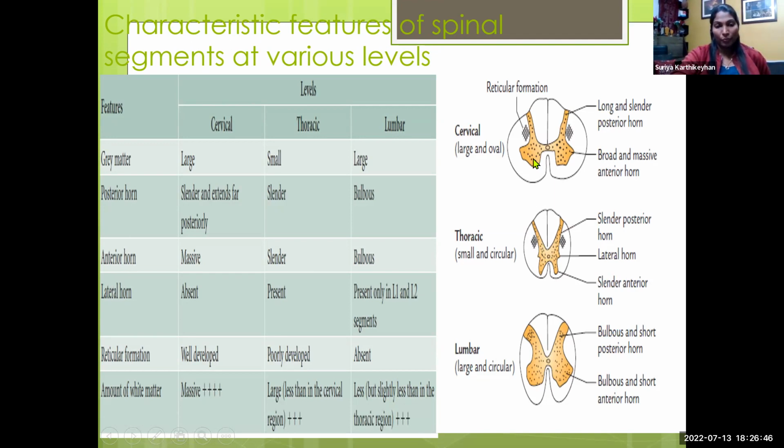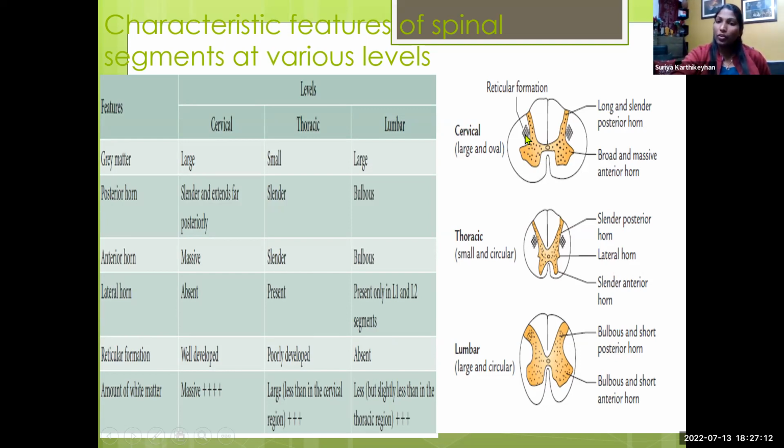And coming to the anterior horn. The anterior horn will be massive in the cervical region, whereas in the thoracic region, it is slender. And again, in the lumbar region, it will be bulbous in nature. And coming to the lateral horn, it is seen only at the thoracic spinal segments. All the thoracic spinal segments have a lateral horn, and also the upper lumbar segments, that is L1 and L2. But it is absent in the cervical spinal segments.